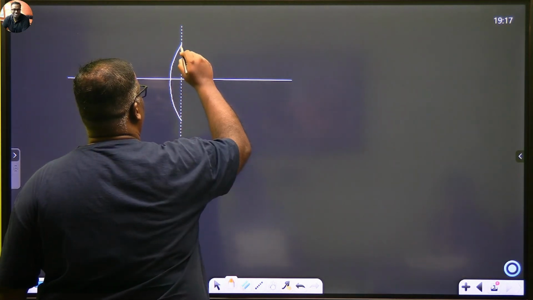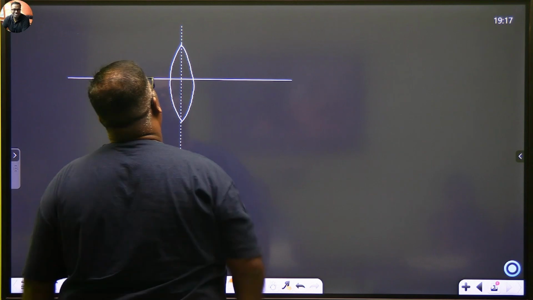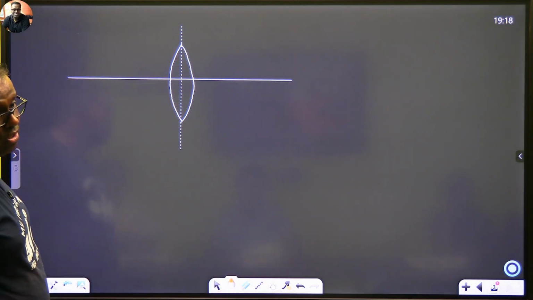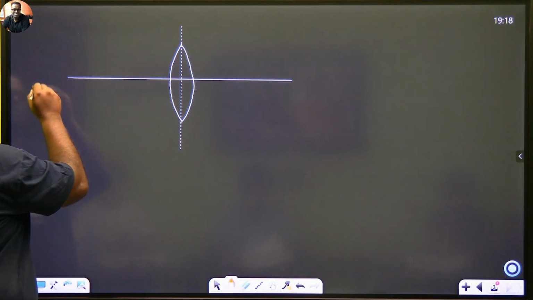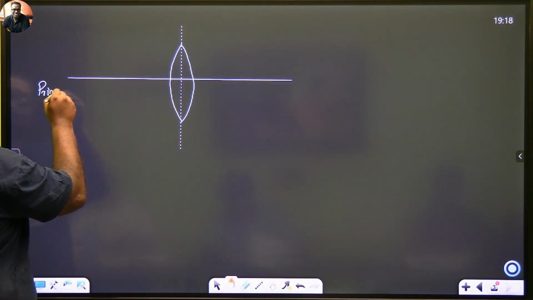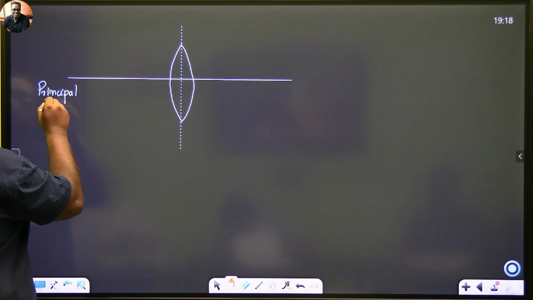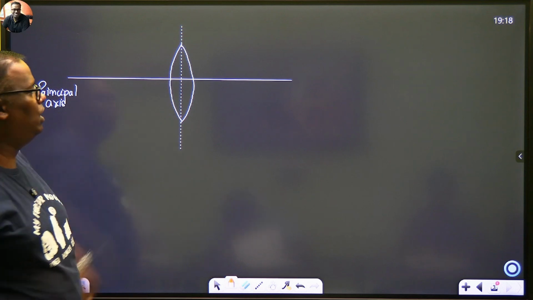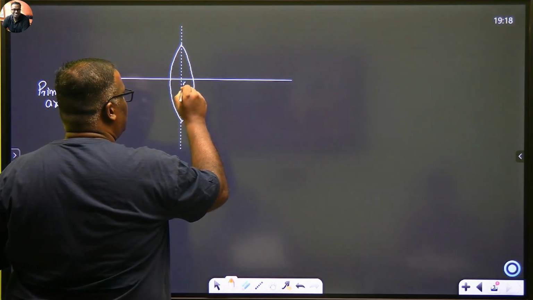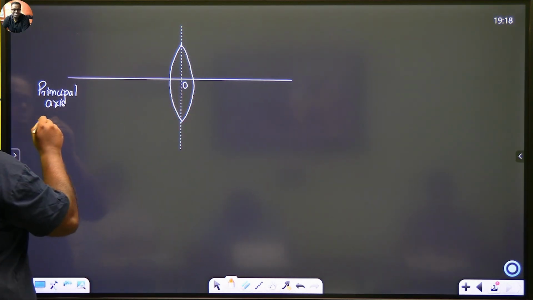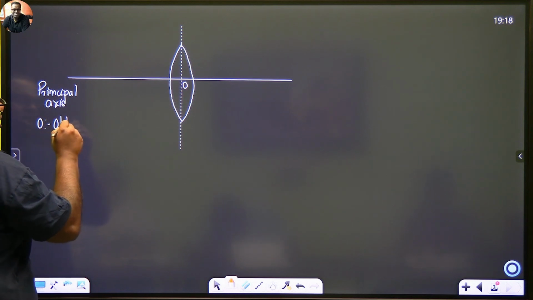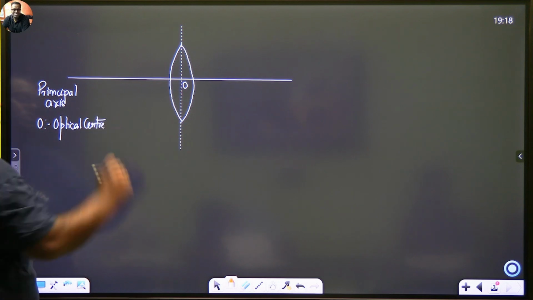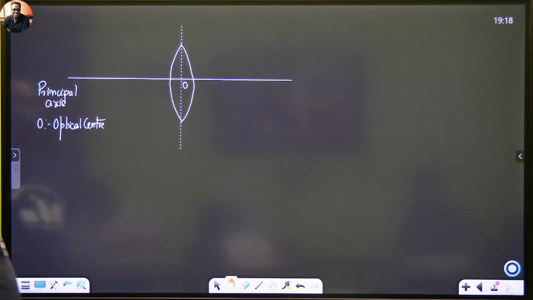So there's a lens like this. This is my convex lens, right? What is this line? This line is known as the principal axis. This is an imaginary line, and it is perpendicular to the axis of the lens, passes through the center of the lens marked as O, and O is known as my optical center. Whether it is in your book or not, please make a note of it. Otherwise, there's no point in learning optical center.